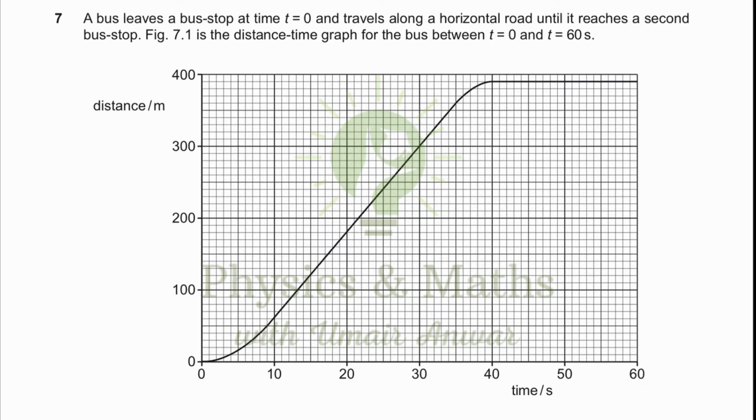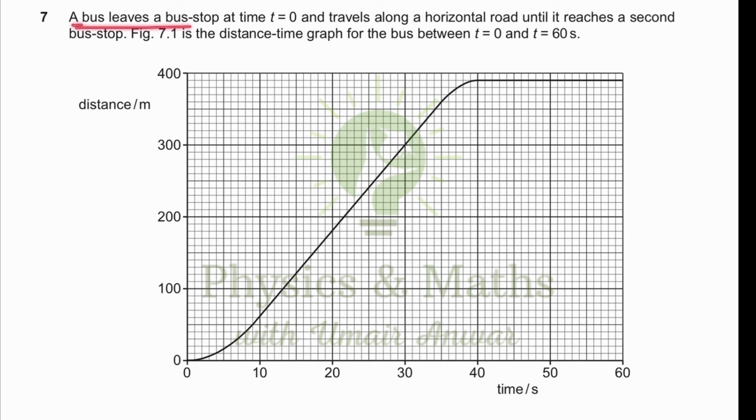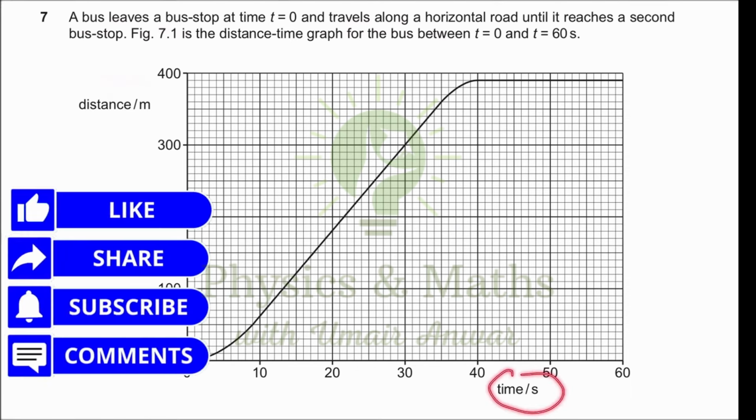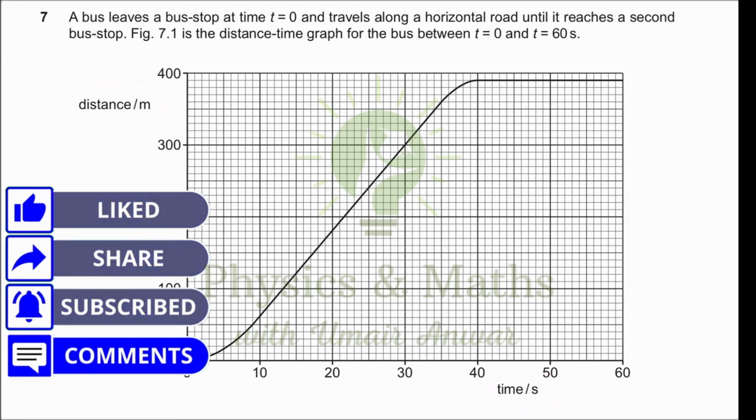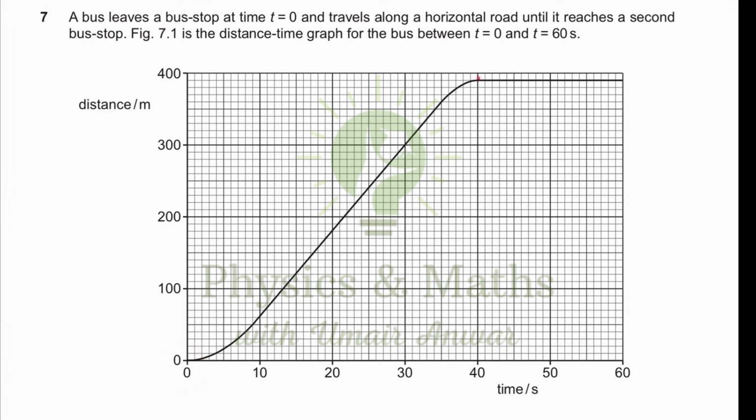So this question says, a bus leaves a bus stop at t is equal to 0 and travels along a horizontal road until it reaches a second bus stop. Figure 7.1 is the distance time graph for the bus between t is equal to 0 and t is equal to 60 seconds. So in the graph, we can see that there is distance on the y-axis, time on the x-axis, so it is a distance time graph. Here, the bus is leaving the first stop, and here the bus has reached the second bus stop, after which the graph has straightened or become horizontal.